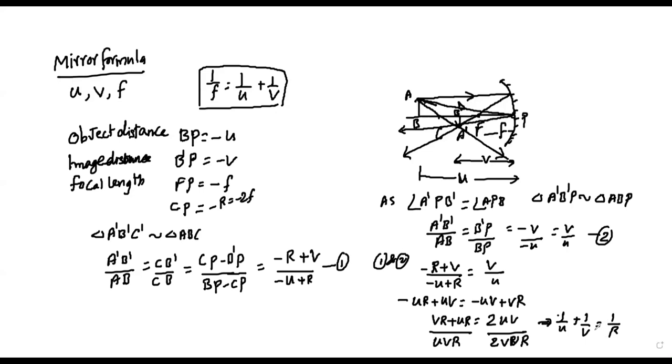We are dividing by UVR. So 2 by R, which means R is equal to 2F. So 2F, the 2 will be cancelled. So finally, 1 by F is equal to 1 by U plus 1 by V, which is the mirror formula.